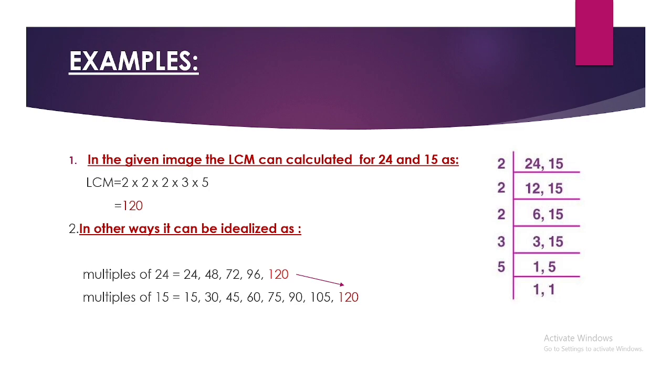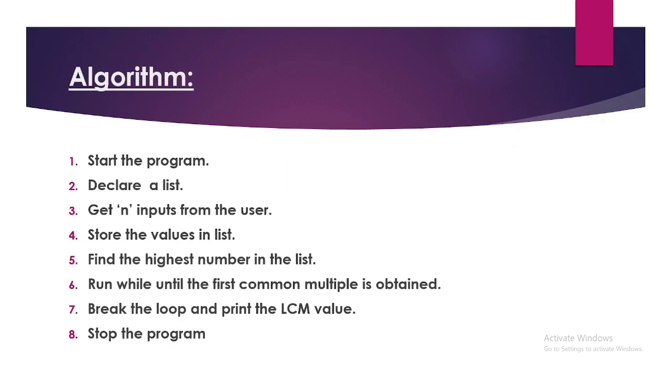Hope you understand. Let me sum up everything. LCM is defined as the lowest common multiple, or the first common multiple that occurs for the first time in the given n numbers or two numbers that you wish. Hope you understood the intuitive way of analyzing the LCM of two numbers. Let's get into the algorithm that I'm going to use for the Python program.